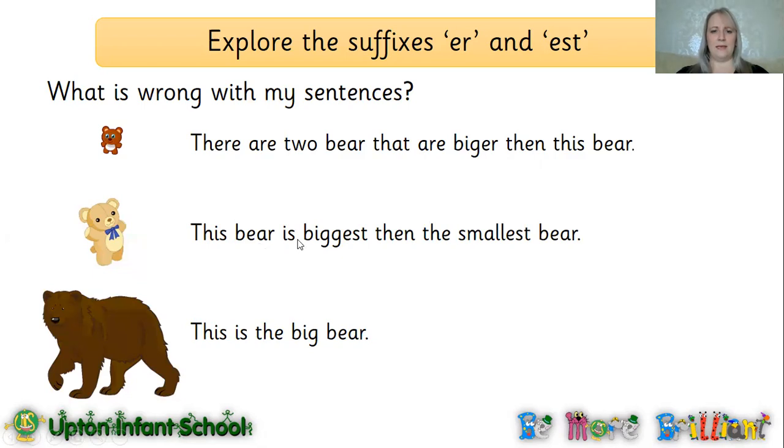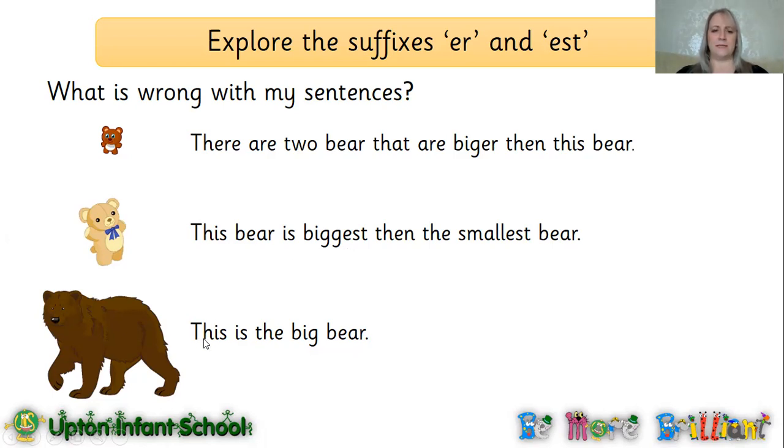This bear is biggest than the smallest bear. Oh, there's that then again. It should be than. Should be an a. And oh, biggest? Is that the right suffix? Would it not be better if it said this bear is bigger than the smallest bear? I think there are 2 mistakes that I can spot in this sentence. Did you get the same 2 as me?